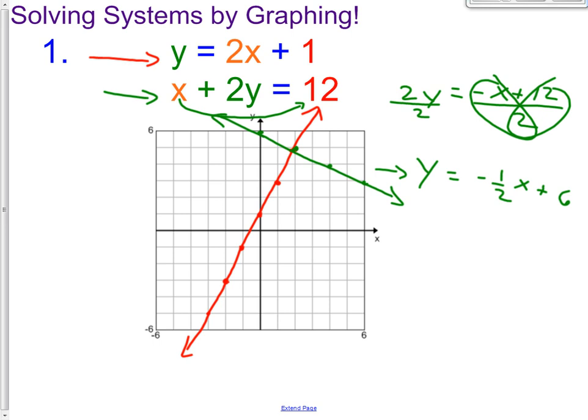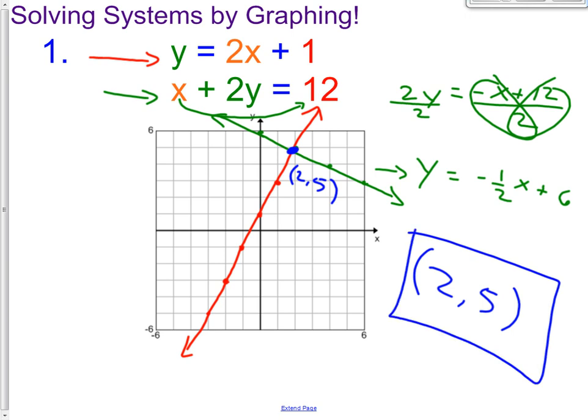So when we solve for a system of equations, the intersection point right there, that is going to be our solution. So what is our solution on this one? That intersection point is at right 2, up 5. So our solution is 2, 5. And this is how I want you to write your answers, 2, 5.